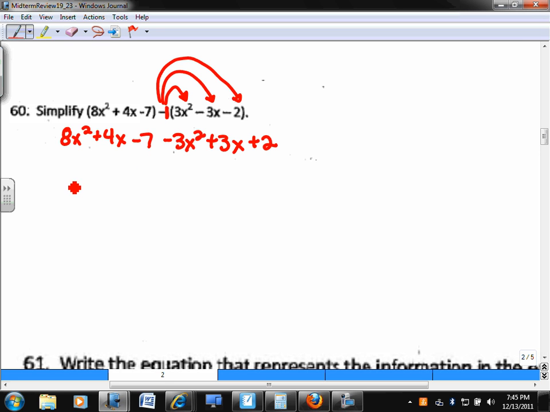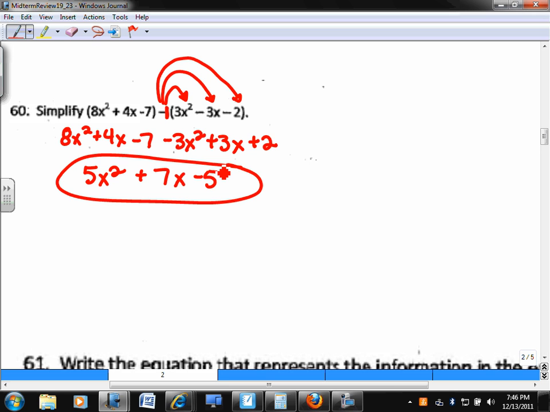Okay, so let's simplify. What are our like terms? We have 8x squared minus 3x squared. That gives us 5x squared. Then we have 4x plus 3x, which gives us positive 7x. And then minus 7 plus 2 gives us minus 5. So our final answer is 5x squared plus 7x minus 5.